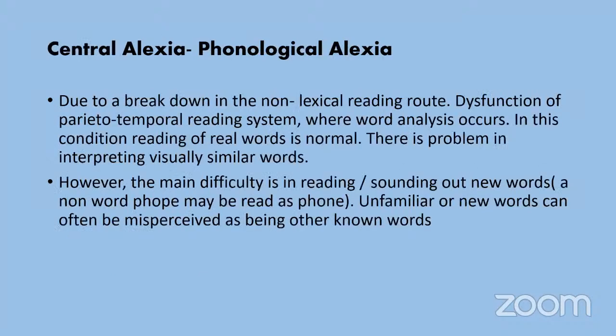Phonological Alexia is due to a breakdown in the non-lexical reading route, and I'll show you again that dual route model. The dysfunction of a parieto-temporal reading system, where word analysis occurs, is the main problem here. What happens in this condition? The reading of real words is normal, but there's a problem in interpreting visually similar words, like night, K-N-I-G-H-T and N-I-G-H-T.